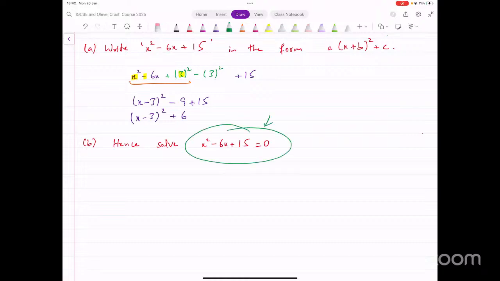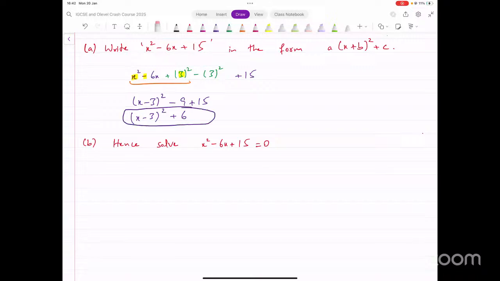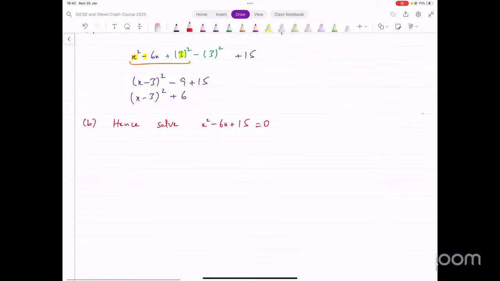Now, there could be other ways of doing this. You could do this using quadratic formula, right? But since they've used the word hence here, that means you should use the previous part. Now, what have you done in the previous part? In the previous part, you have written this function down in the completed square form like this. So what you can do is you can use that completed square form to solve this equation without using the quadratic formula. And in this case, they might ask you to give your answer in a form like this, for instance. So they might say, give your answer.